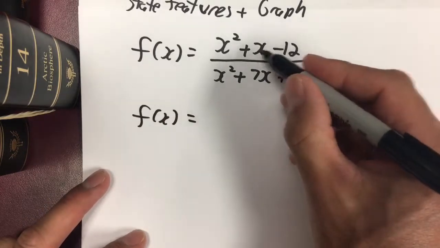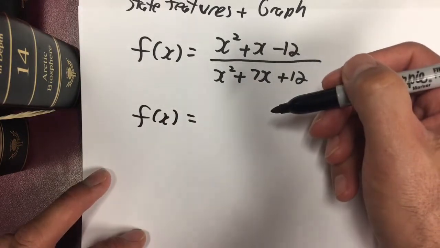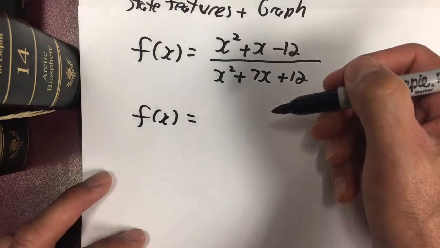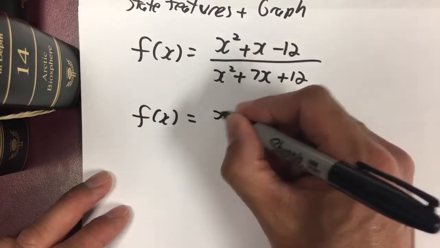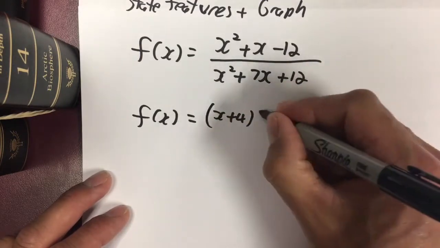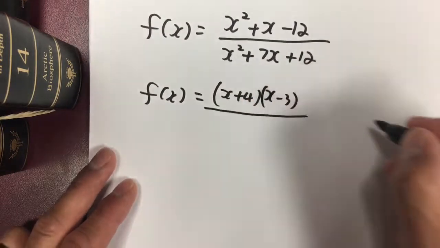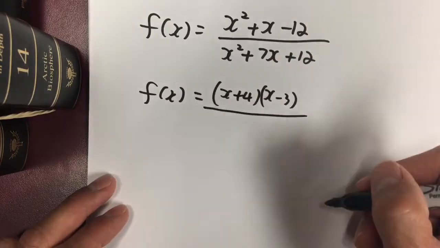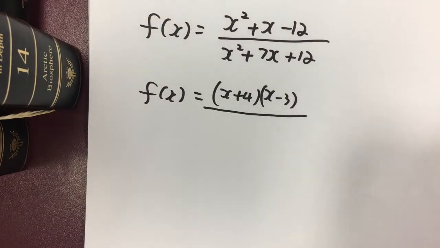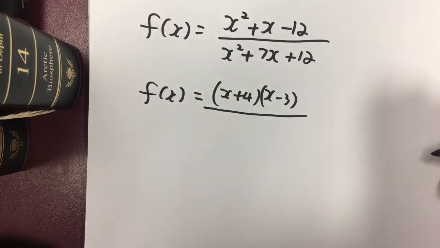So we need numbers that add up to 1 and multiply to negative 12. That's going to be 4 and 3, where 4 is positive. And we need numbers that add up to 7 and multiply to 12. So that's going to be 4 and 3, where they're both positive.